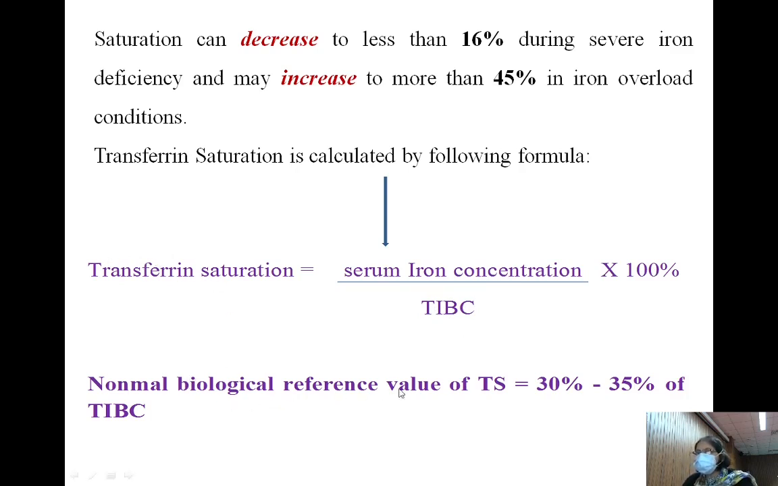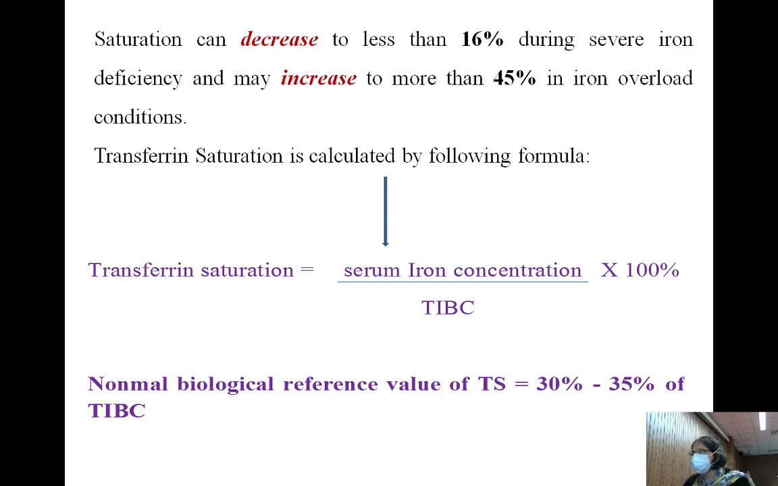And the normal biological reference value of transferrin saturation is 30 to 35% of the TIBC. That means even though the transferrin concentration is 300 mg per dl, all its binding sites are not normally occupied.